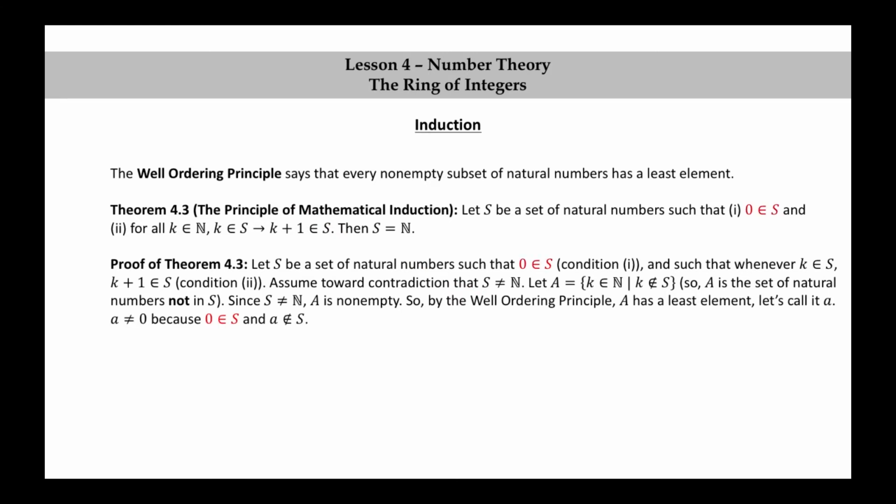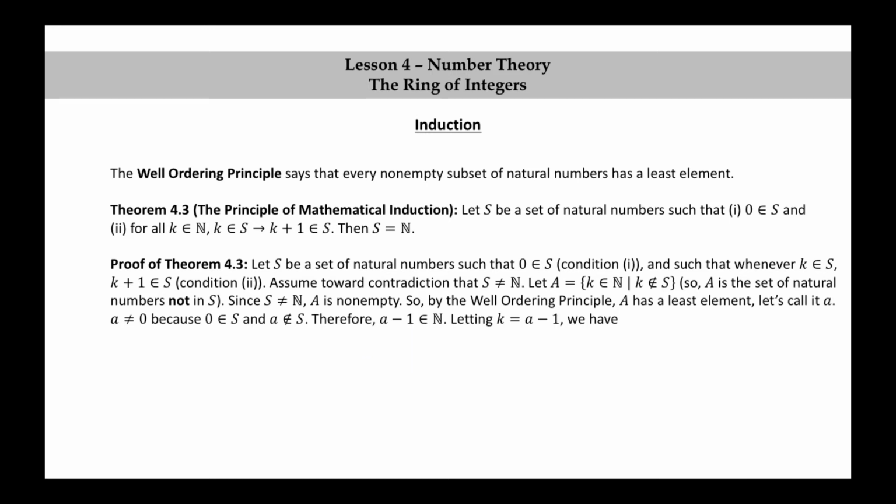Now, a is not 0 because 0 is in S and a is not in S. Right? a is an element of capital A, which means precisely that little a is not an element of S. And 0 is in S by our assumption, that's condition 1. So a minus 1 is a natural number, because a is not equal to 0. Whenever a is not equal to 0 and a is a natural number, 1 less than it is also a natural number.